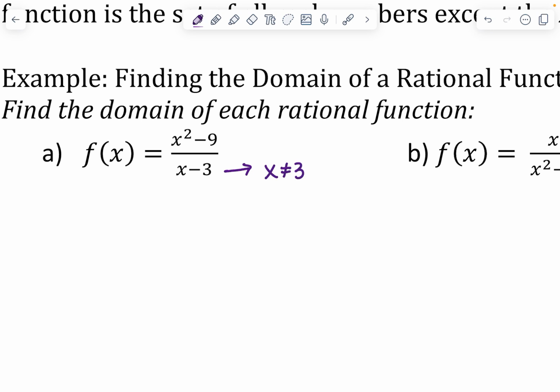So the way we write our domain is going to be from negative infinity to 3 union 3 to infinity. So this is an interval notation method of showing the domain of all real numbers, negative infinity to infinity, excluding 3.